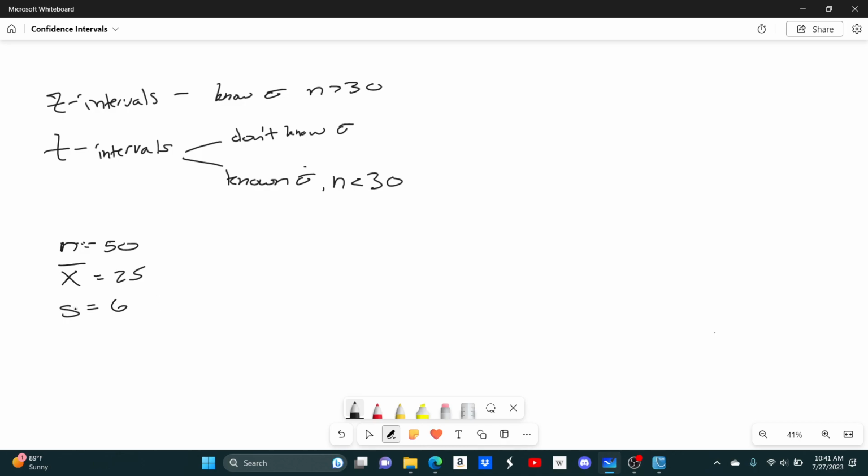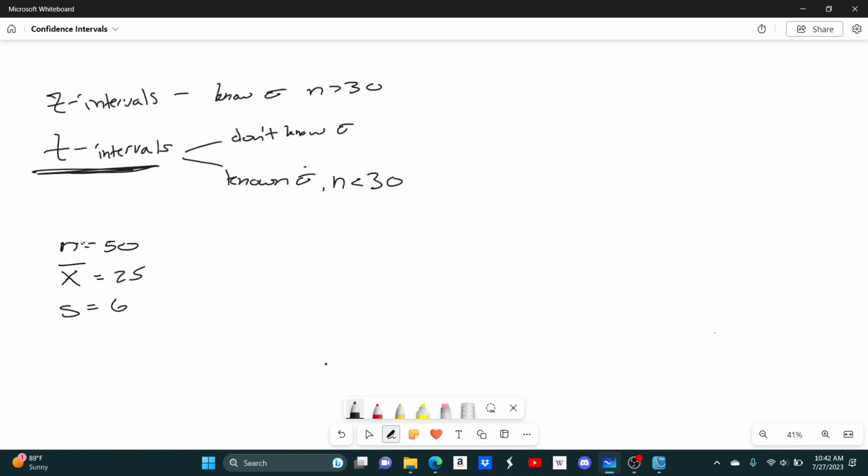So notice right here I wrote an s instead of a sigma. You may be thinking, oh, those are interchangeable, but there is actually a very important difference. An s represents the standard deviation of the things that you sampled, right? That's the standard deviation of these 50 individuals. Whereas the sigma would be the standard deviation of the whole population. So since we don't know the standard deviation of the whole population, we have to use a t-interval.